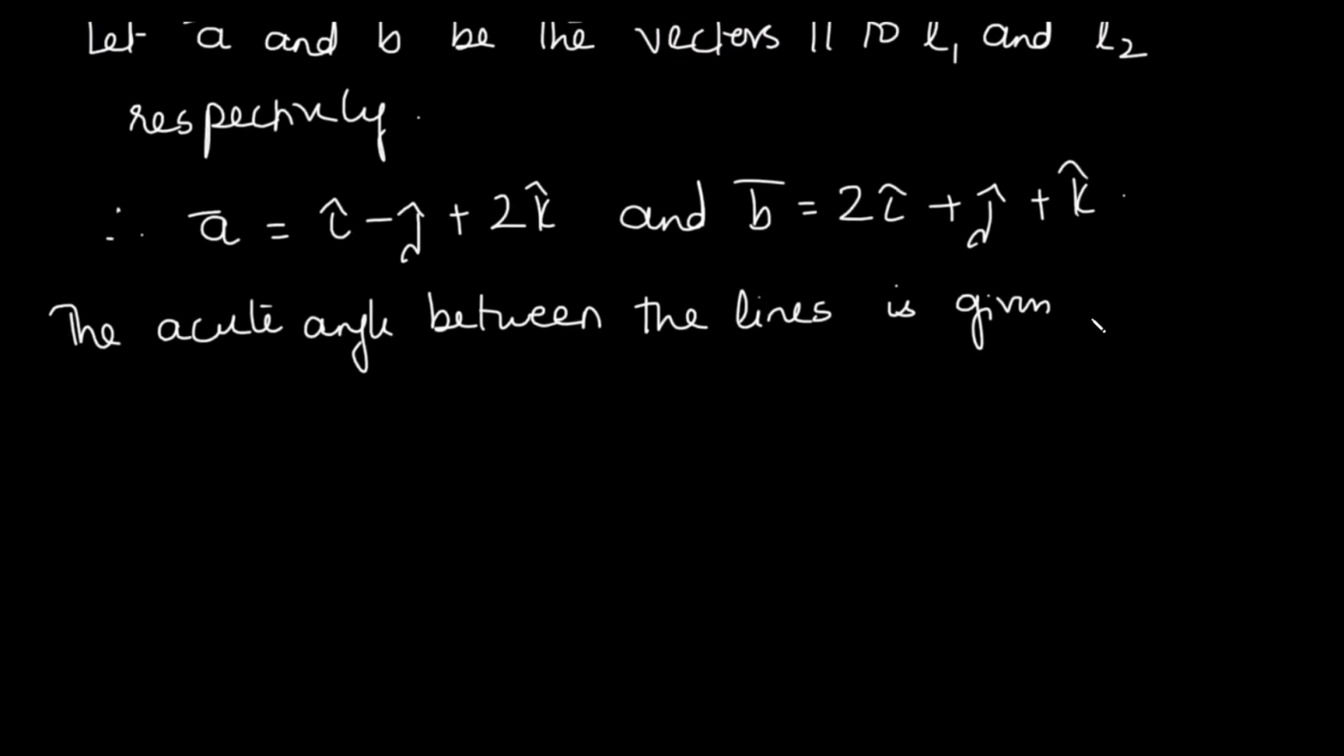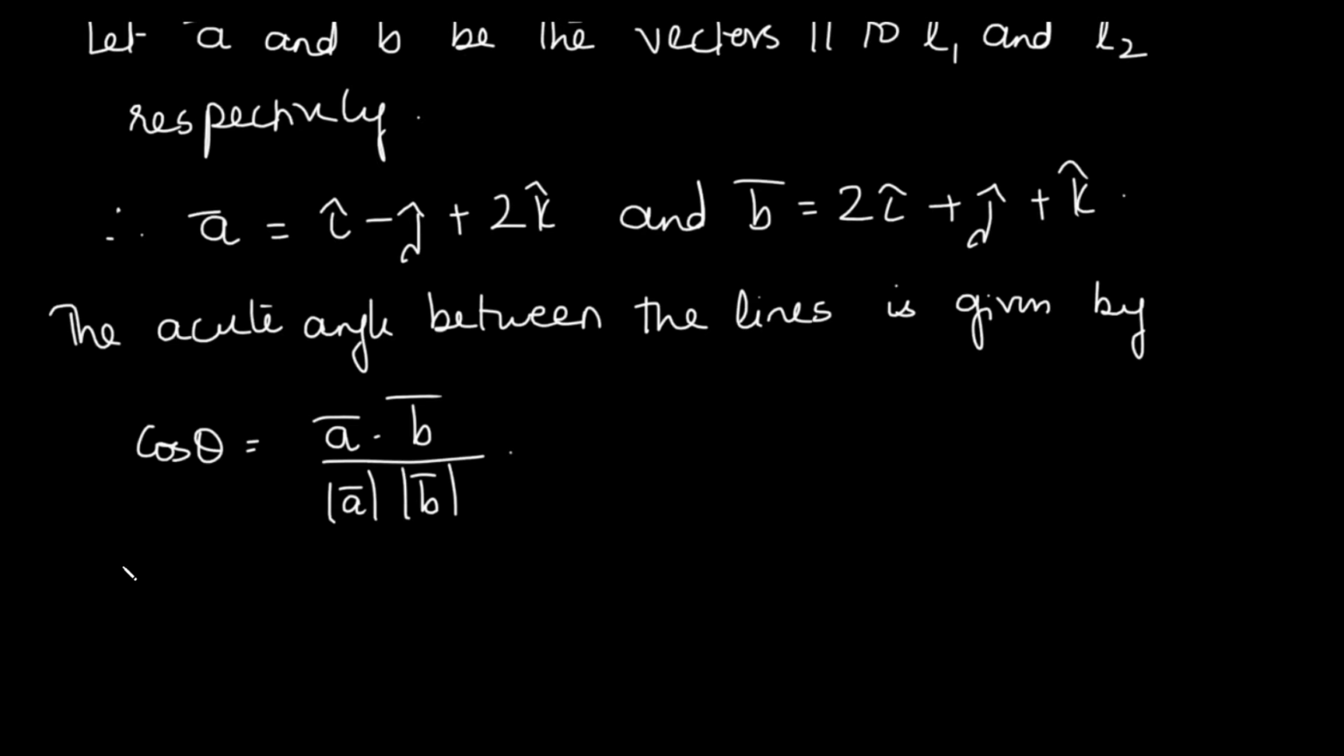So the acute angle between the lines is given by cos theta is equal to A dot B upon mod A into mod B. This is the formula which we learned in our chapter 5. So in this case, we first find what is A dot B and also mod A and mod B, and then we can find the angle between the lines.